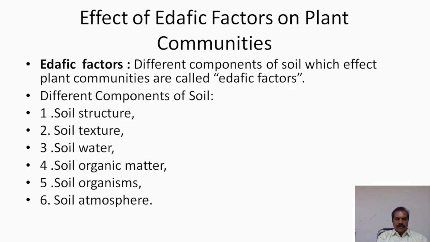What are edaphic factors? Different components of soil which affect plant communities are called edaphic factors. There are at least 6 different types of components present in soil which affect plant communities collectively or individually. They are as follows: soil structure, soil texture, soil water, soil organic matter, soil organisms, soil atmosphere.